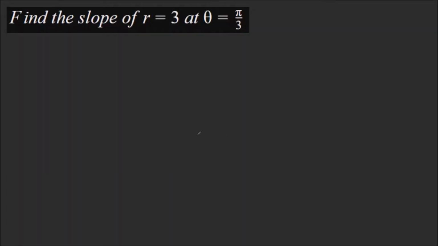This is our last question for today. We're told to find the slope of r equals 3 at theta equals pi over 3. And so, of course, you more likely than not don't know how to do this. So when asked to find the slope or tangent line, it's best to translate your polar equation into your rectangular equation.